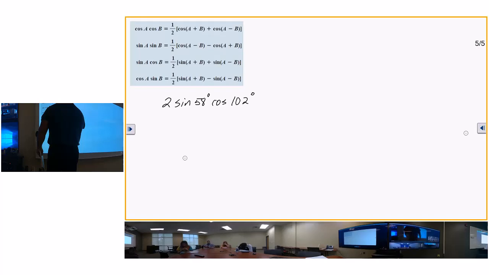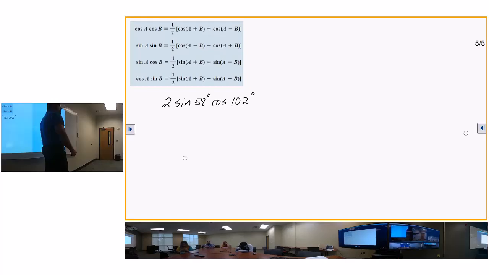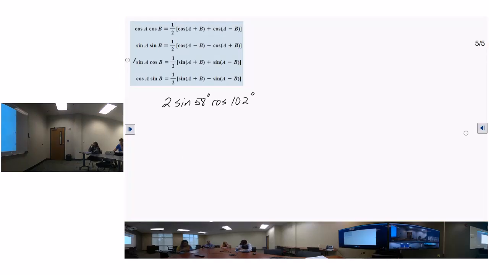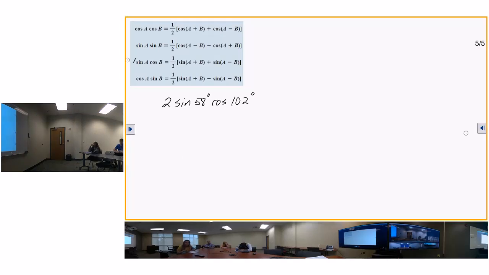Okay, the first thing, you don't have to find out where you are because you already know 58 degrees, you know 102. That's not going to help you anyway. Next, which formula am I going to use? Well, it says sine cosine, so I'm going to use sine of A, cosine of B. So we're going to use this one, and plug and chug.